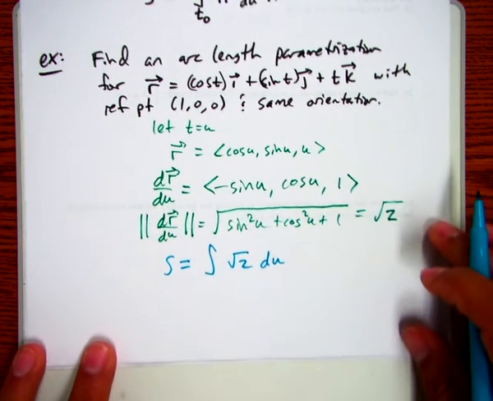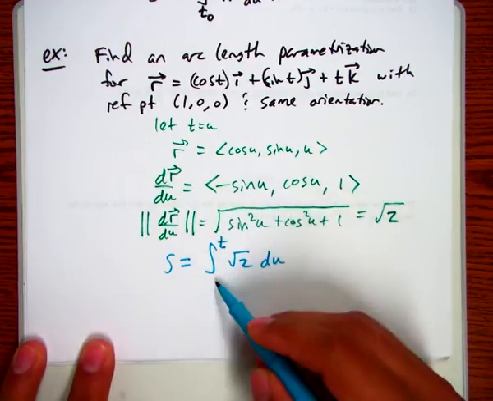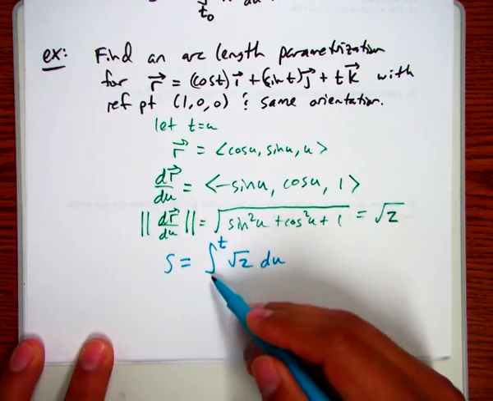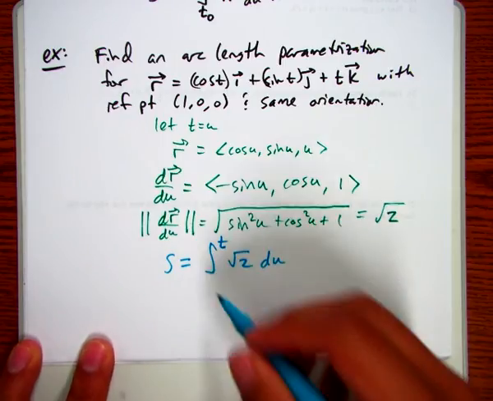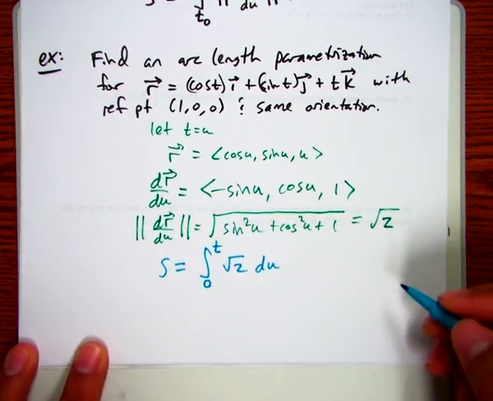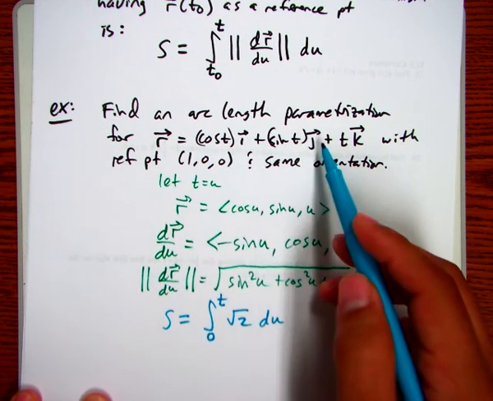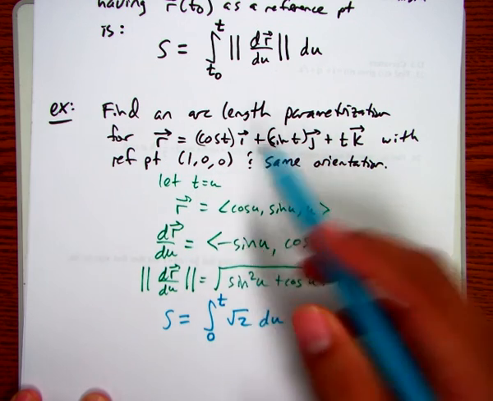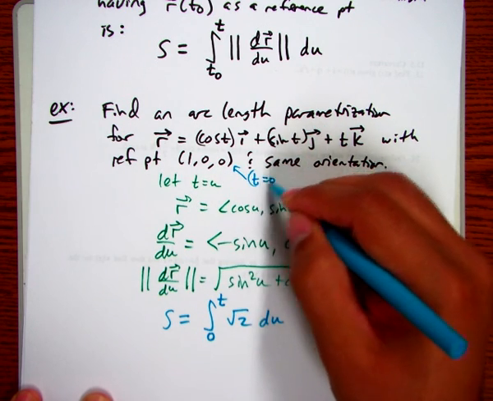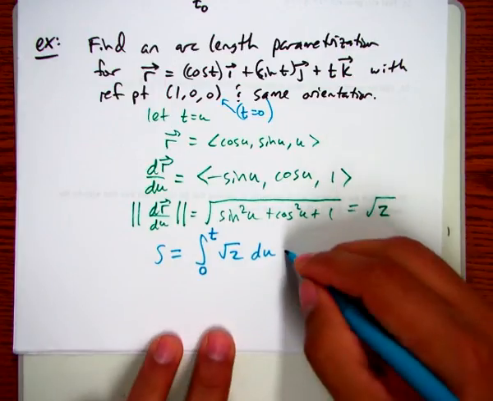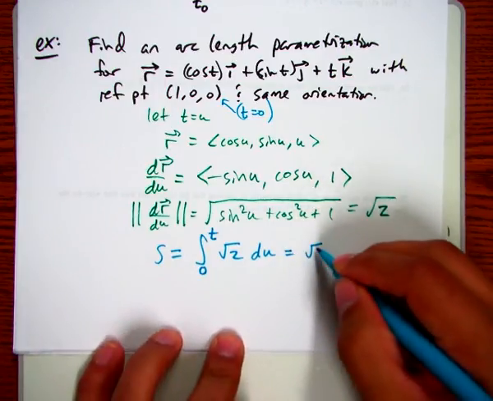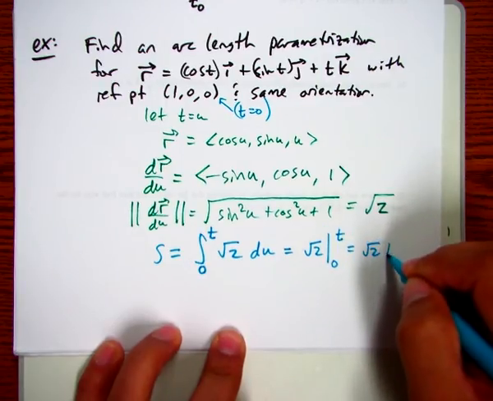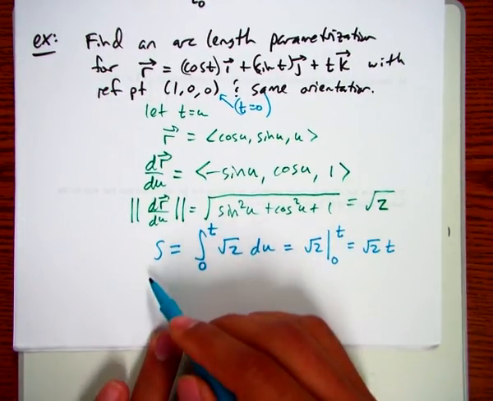Okay, we're going to integrate from an initial value of t to t. We just have to figure out what this initial value is here. What is it? How do you know it's 0? Right, so if you go back to the vector valued function, if you plug 0 in for t, that's exactly how you would get this location, (1, 0, 0), right? Okay, so if we go ahead and integrate, we get root 2 evaluated from 0 to t, so that'll just be root 2 times t is equal to s.